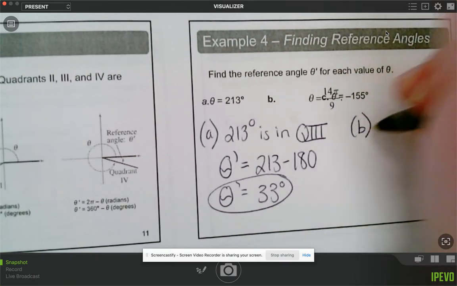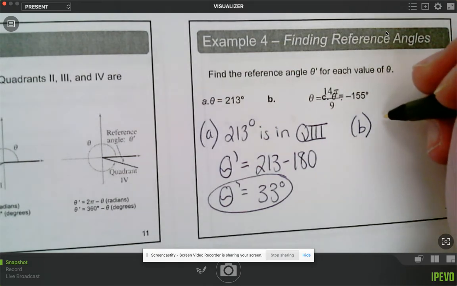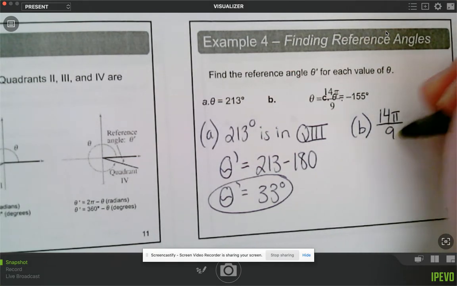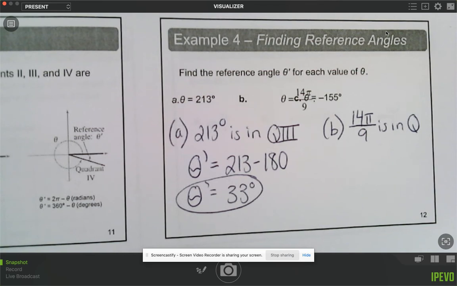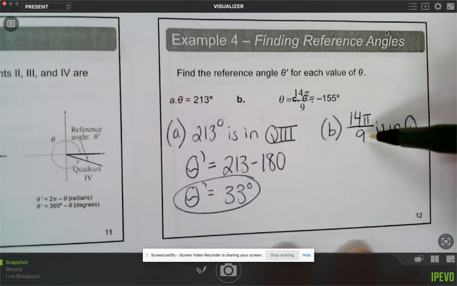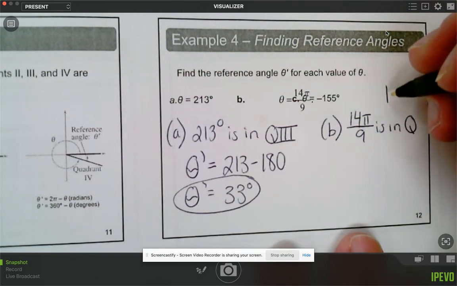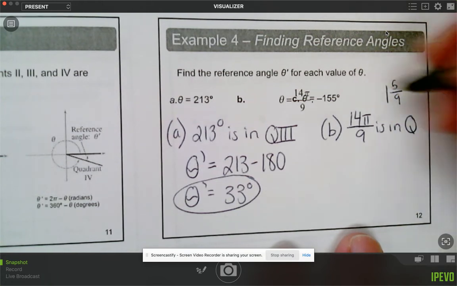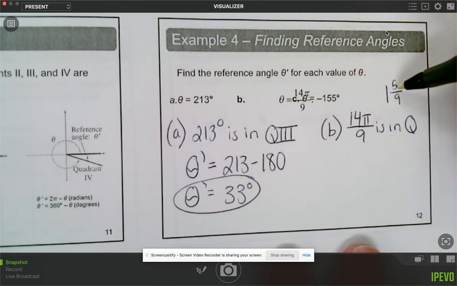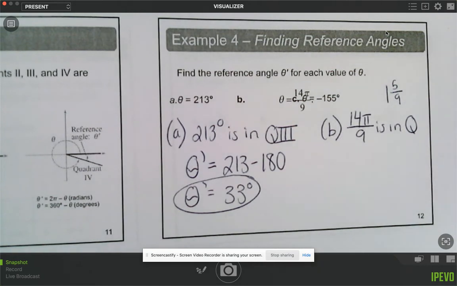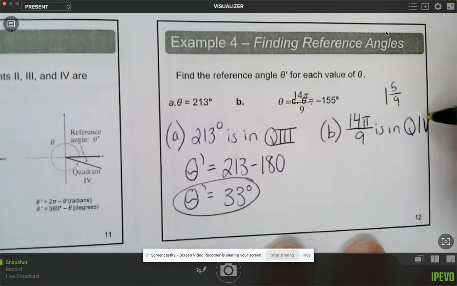B is in radians, so it's just a little bit harder. So B, they're asking what quadrant 14 pi over 9 is in. Okay, I've got to figure that out. The way I think about this is 14 ninths is 1 and 5 ninths. If I rewrite the fractional part as a mixed number, that means I'm over 1.5, 5 ninths. So I'm just using my knowledge of fractions to help me. I know that's in quadrant 4.